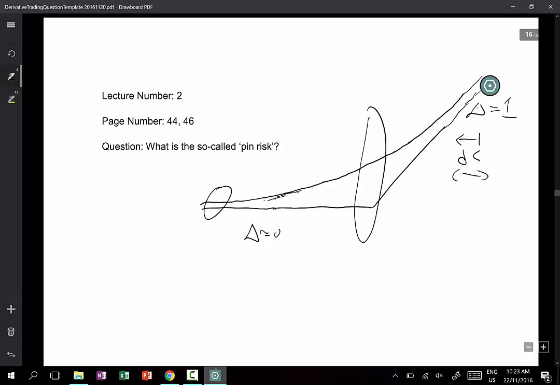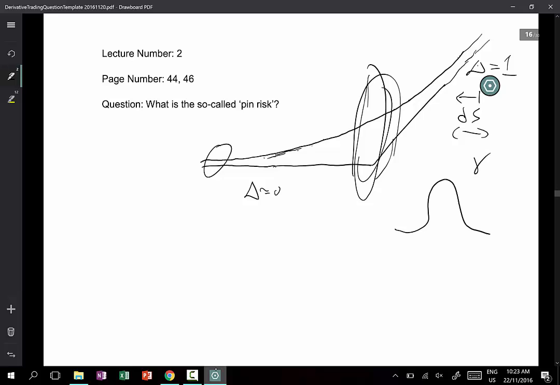It's actually around here that delta moves around a lot, which is why I keep saying around this area, when it's at the money or near the money, delta moves a lot and gamma is high. That's why you have a curve like this for gamma. Now, not only this, you think of it one level deeper.